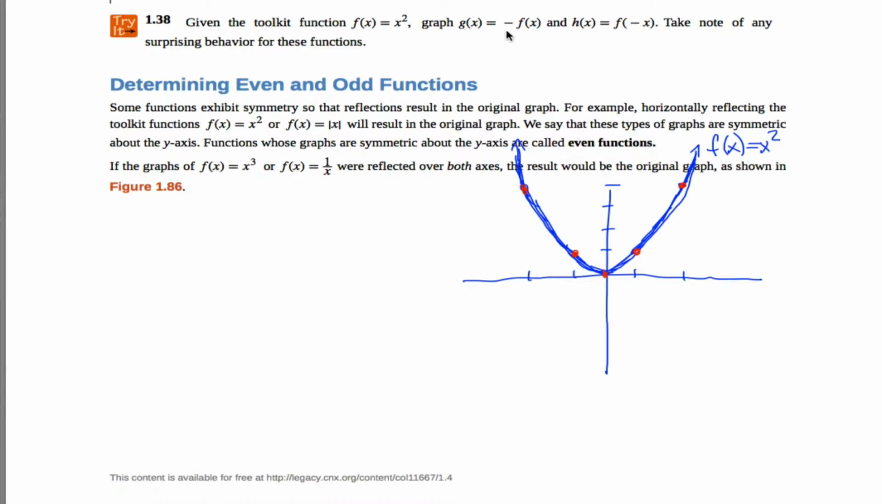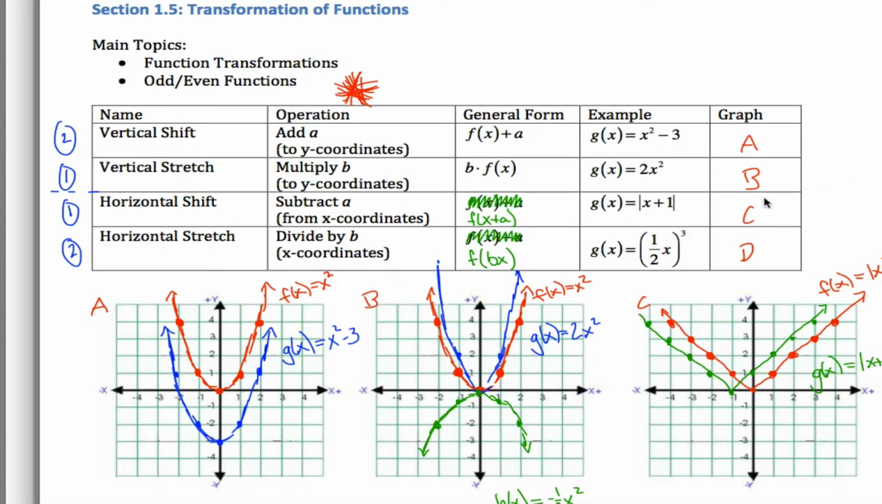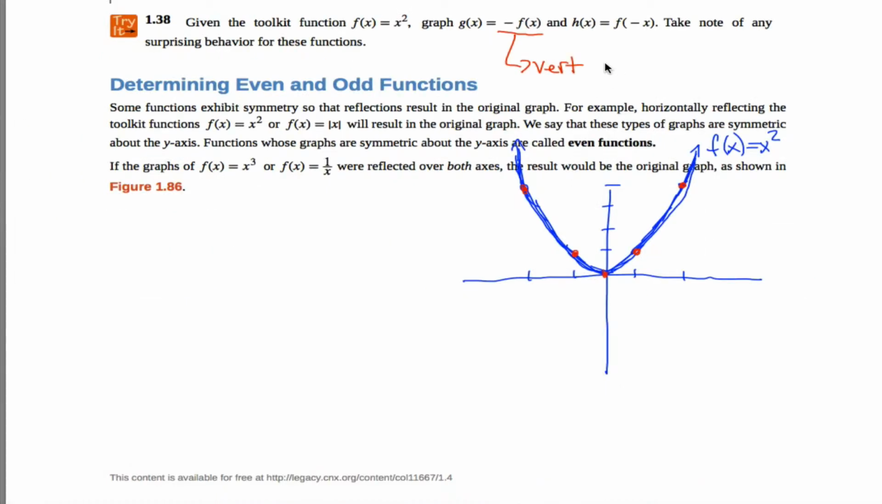In this case, I have what your book would call a vertical reflection, a reflection over the x-axis. I prefer to think about it as just a special case of this guy right here, where playing the role of b is -1. That's all. This would be a vertical stretch, but really all that I care about is that I'm going to multiply all y values by -1.